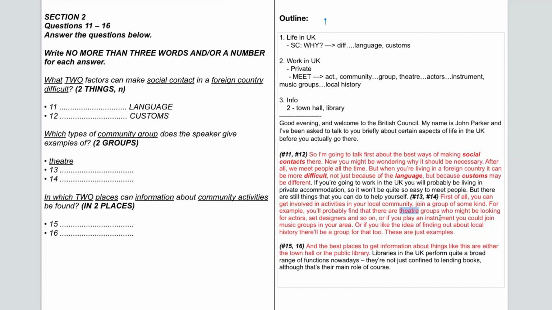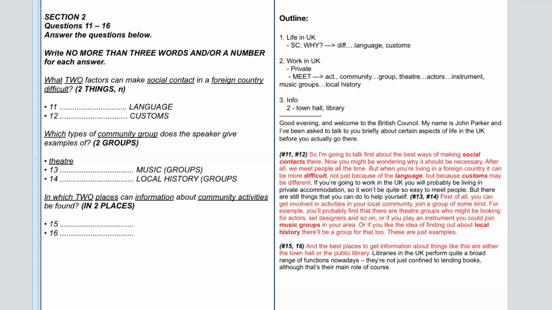And then the speaker talked about music groups. This is something I wrote, and also local history. Now, music groups is right here. So if you play an instrument, you could join music groups, and also local history. There will be a group for that too. Now, technically, we have no more than 3 words. So you could technically write music groups, but groups is not obligatory. Same thing with local history. So you have local history and groups would still be correct because you're still within your word limit, but it isn't obligatory.